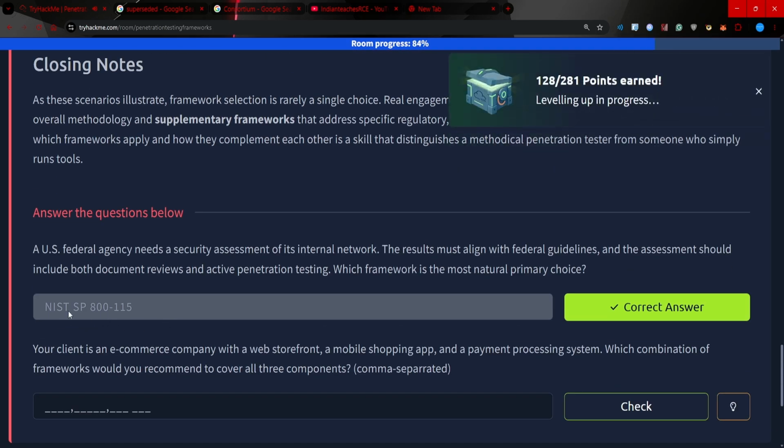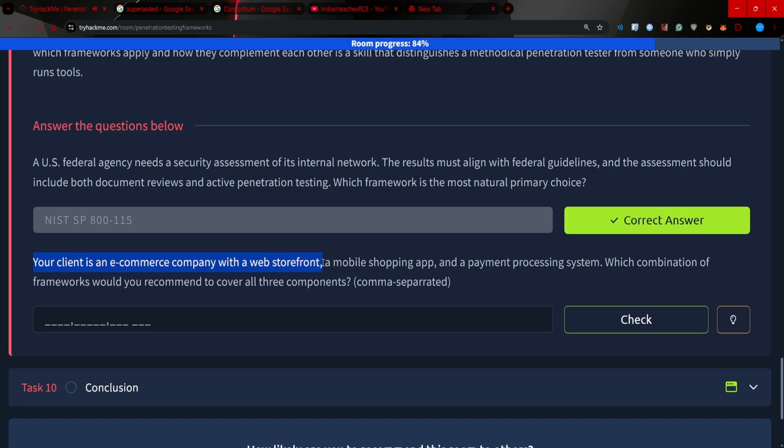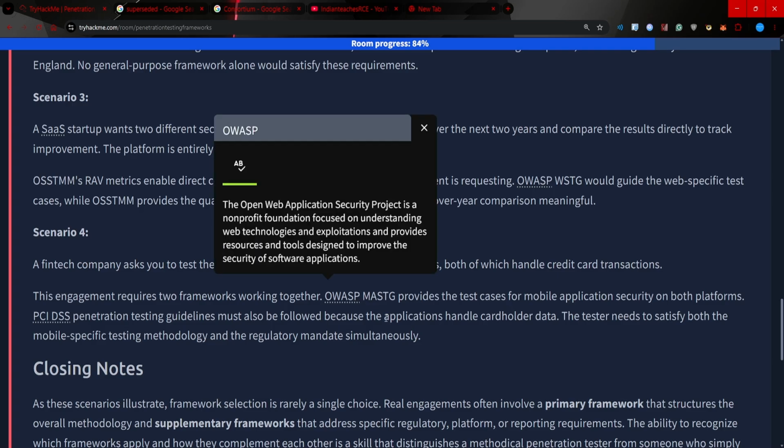Yes, NIST SP 800. Your client is an e-commerce company with a web storefront, a mobile shopping app, and a payment processing system. Which combination of frameworks would you recommend to cover all the components? Exactly. So the web front is OWASP, the Open Web Application Security Project. So yeah, they should go with OWASP.